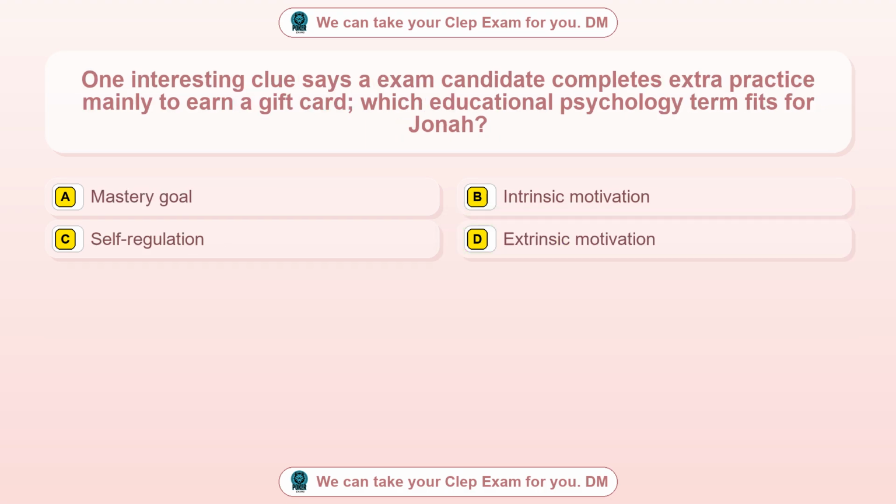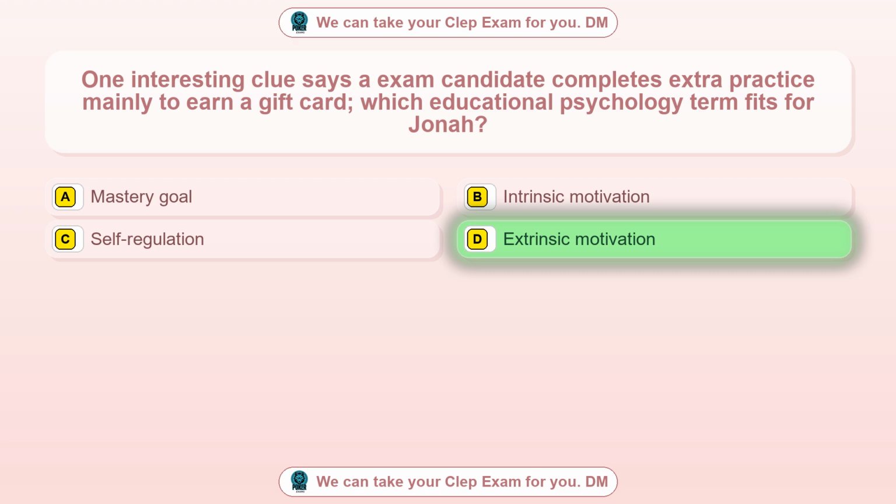Question 27. One interesting clue says an exam candidate completes extra practice mainly to earn a gift card. Which educational psychology term fits for Jonah? Option A, mastery goal. Option B, intrinsic motivation. Option C, self-regulation. Option D, extrinsic motivation. The correct answer is option D.